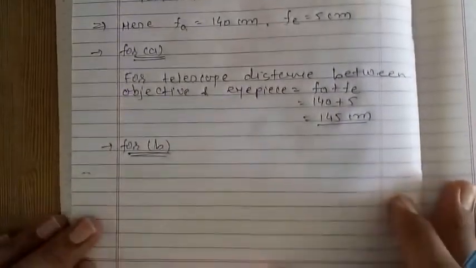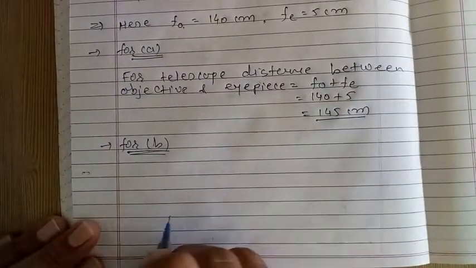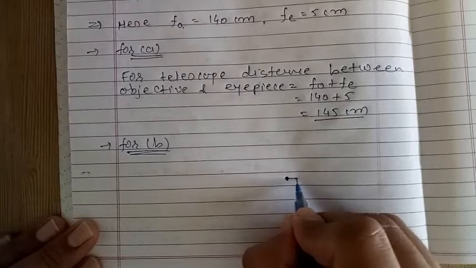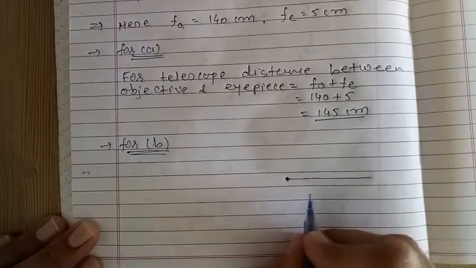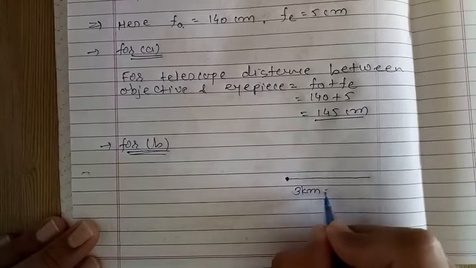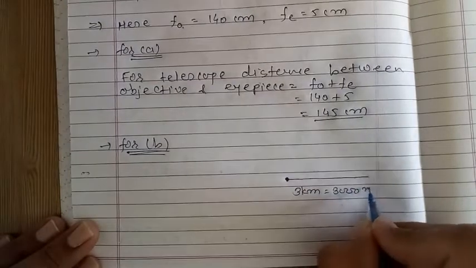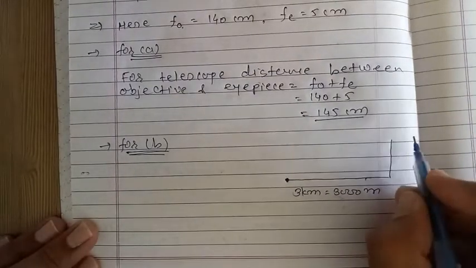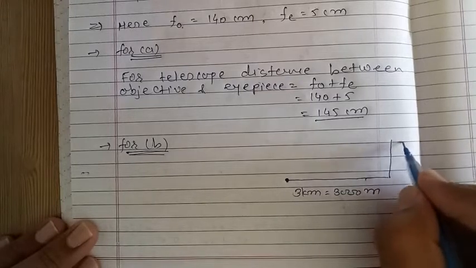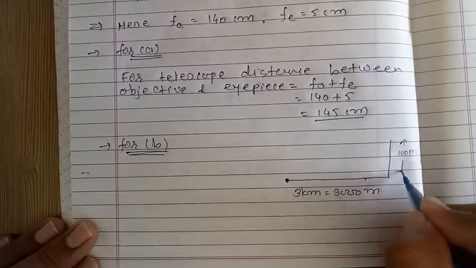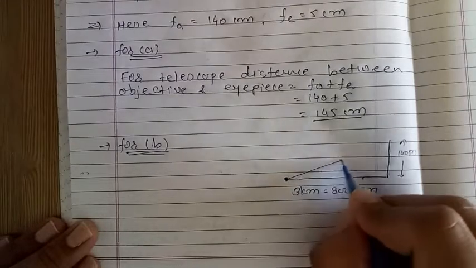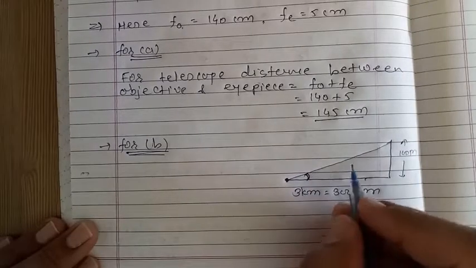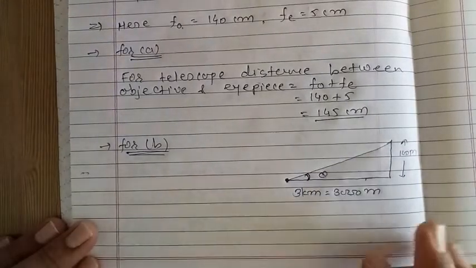So suppose this is our point of observation, the distance is 3 kilometer, we can say 3,000 meter. This is the tower having height 100 meter, so here the height is 100 meter, like this, right? This is some angle, we can say theta or alpha, right?